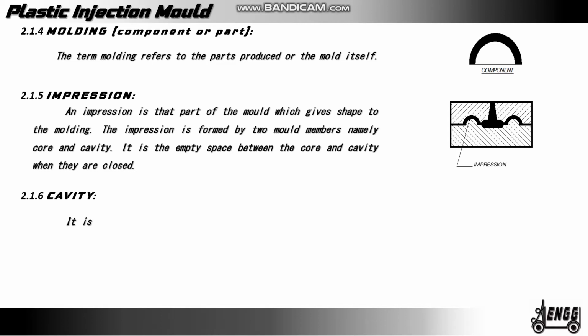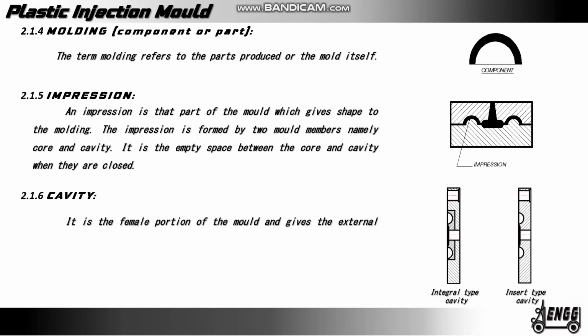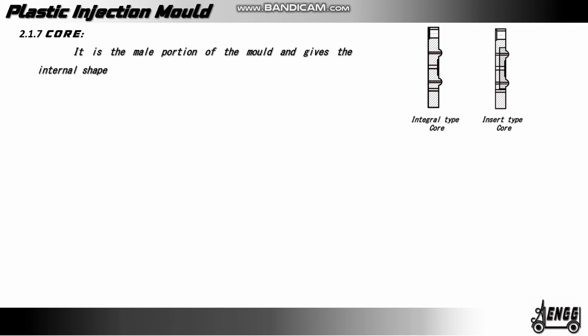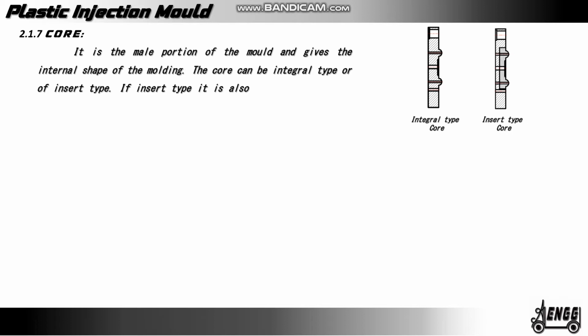Cavity. It is the female portion of the mold and gives the external form of the molding. The cavity can be integral type or of insert type. If insert type, it is mounted on a plate. Core. It is the male portion of the mold and gives the internal shape of the molding. The core can be integral type or insert type. If insert type, it is also mounted on a plate.